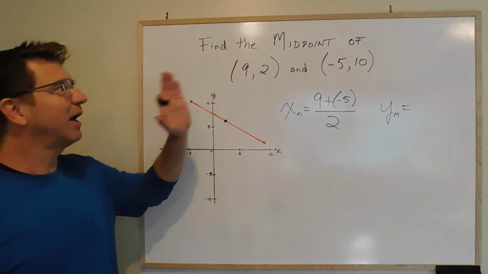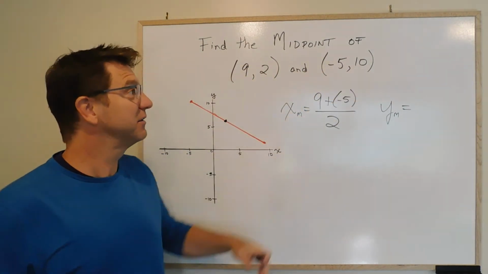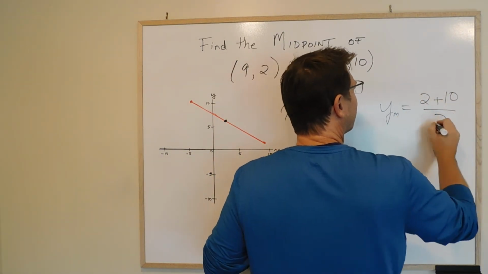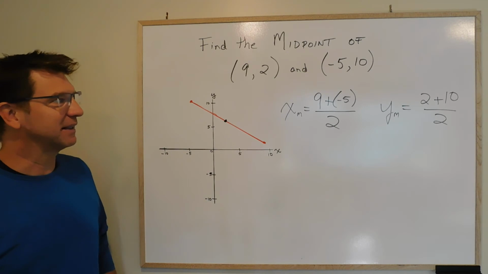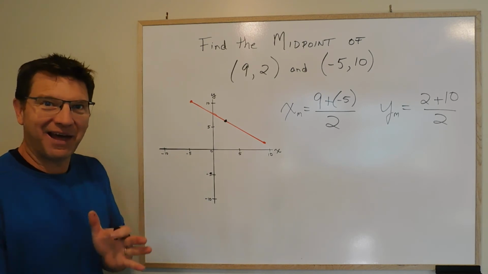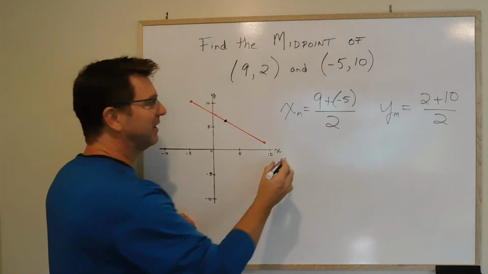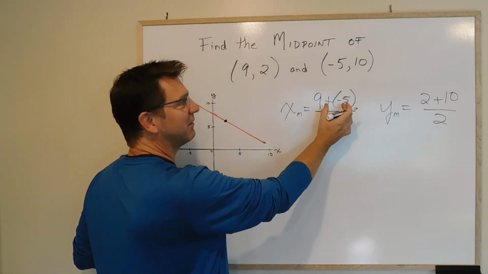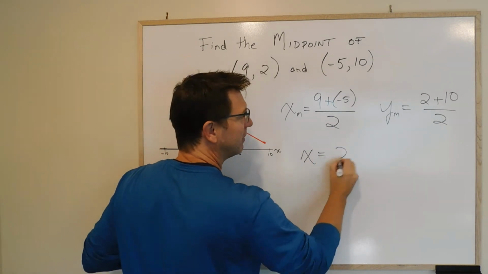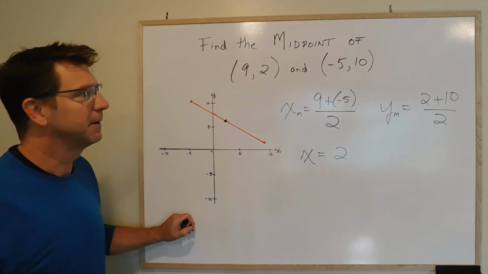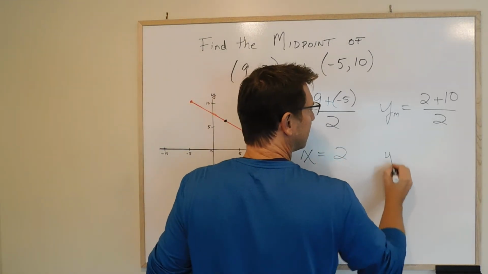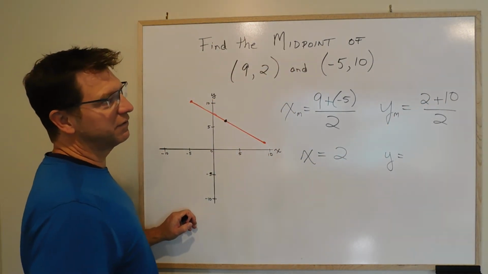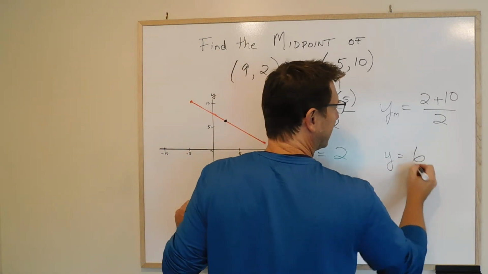And then to find the y value, it's the same thing. We're going to add up our y values, 2 plus 10, and divide by 2. We're going to take the average, basically. You add them together, divide by 2, you get the average, and that's the middle. So here, for x, 9 plus -5, 9 minus 5 is 4. 4 divided by 2 is 2. For y, 2 plus 10 is 12. 12 divided by 2 is 6.